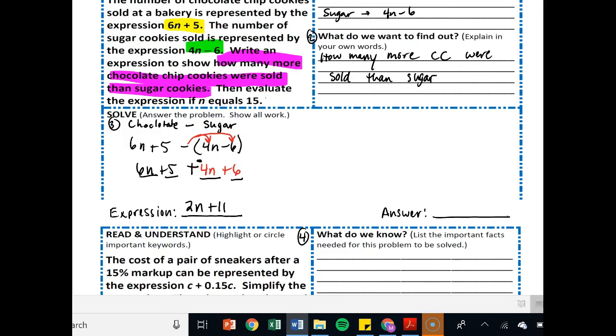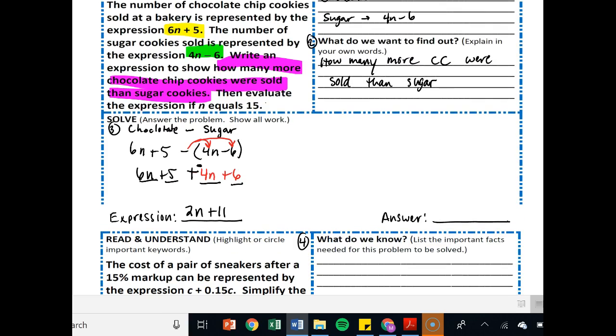So now the whole thing is saying, hey, if n is equal to 15, I'm just going to evaluate. So evaluate, yes, write that down. So n equals 15. So I'm going to say 2, not n, but parentheses 15, plus 11, right? That gives me 30 plus 11, which gives me 41 more cookies, right? So 41 more chocolate chip cookies than sugar cookies were sold, okay?